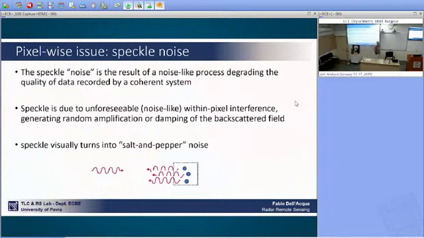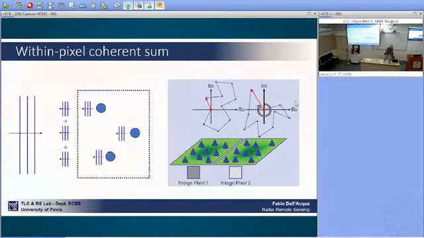And this is something we need to live with. It's something that cannot be decoupled from radar acquisition. So, and it's one of the main reasons why you cannot rely on the individual pixel when you do radar.